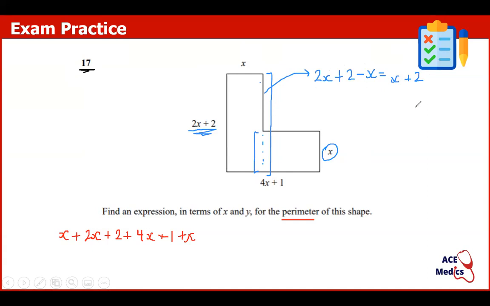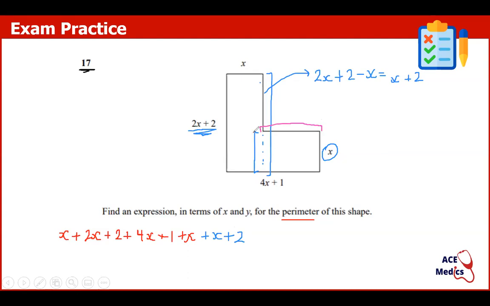Does that make sense to everyone? Does anyone want me to explain that bit again? No? Okay. So that is going to add on to our perimeter, so plus x plus 2. Okay, then for this bit here, that bit we don't know.